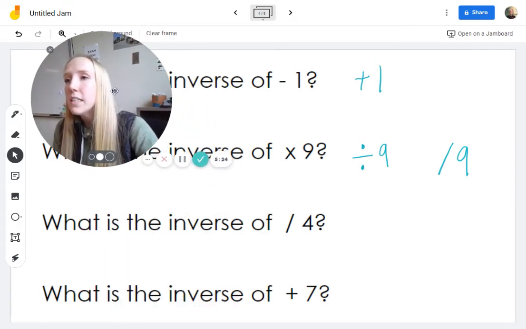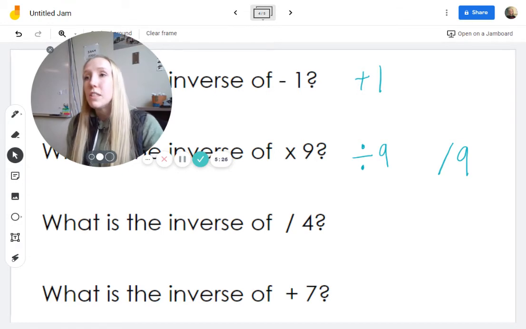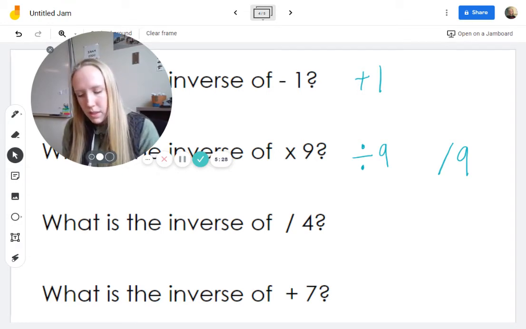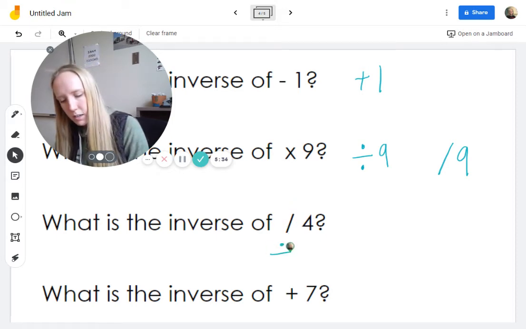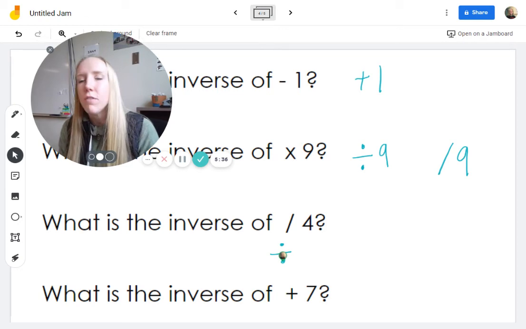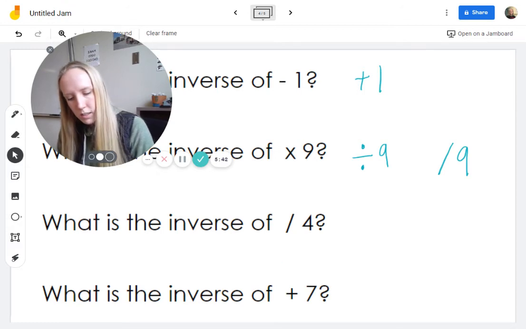Two more. What is the inverse of dividing by 4? And remember that this symbol right here really means divide. So what is the opposite of divide by 4? Well, it's going to be multiply by 4.